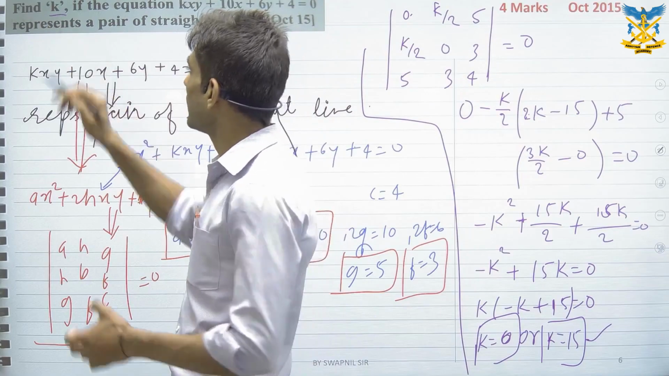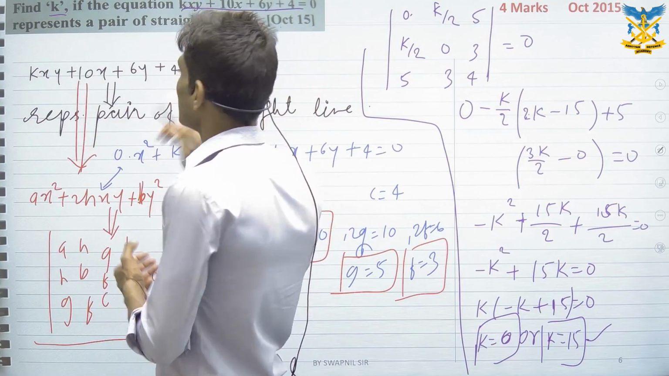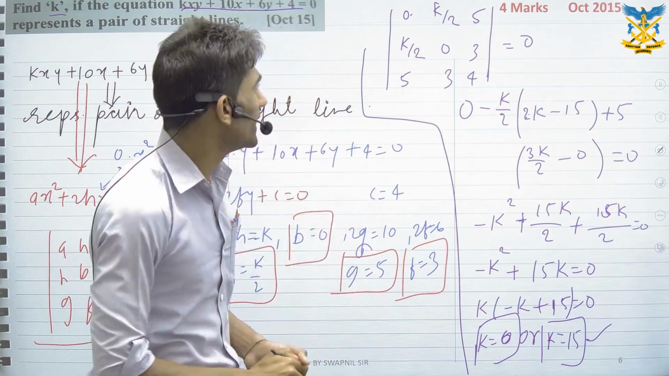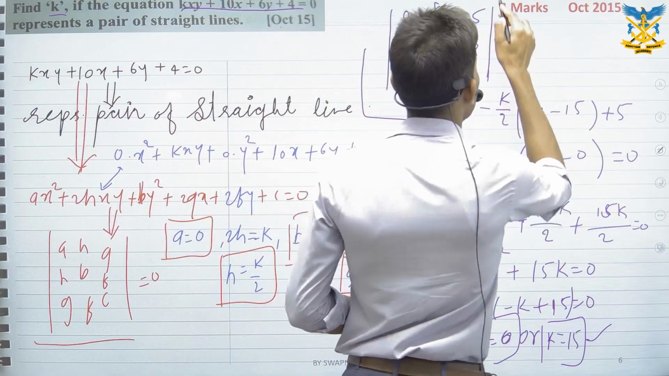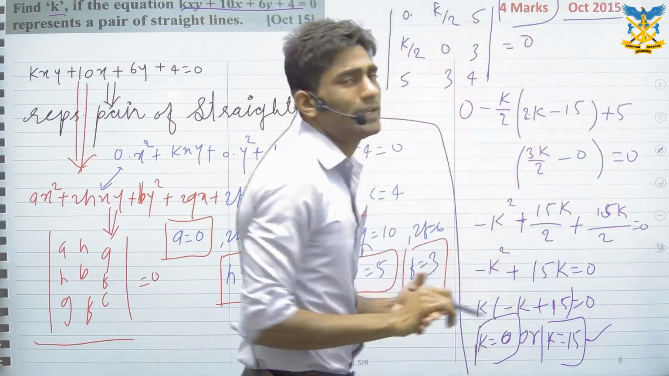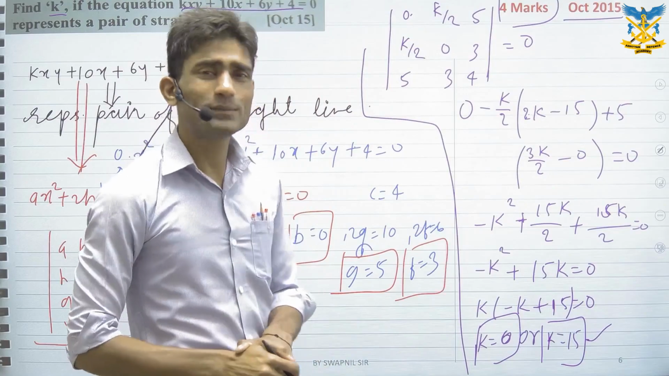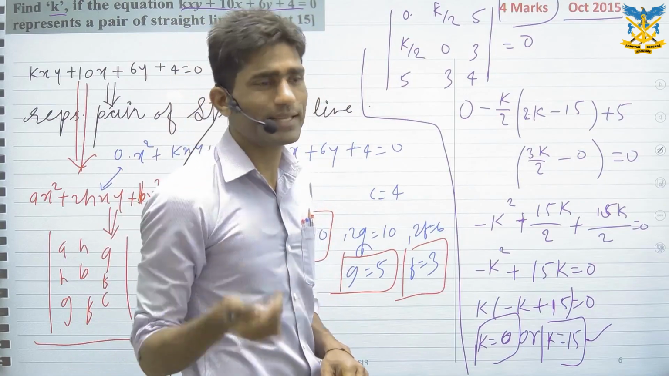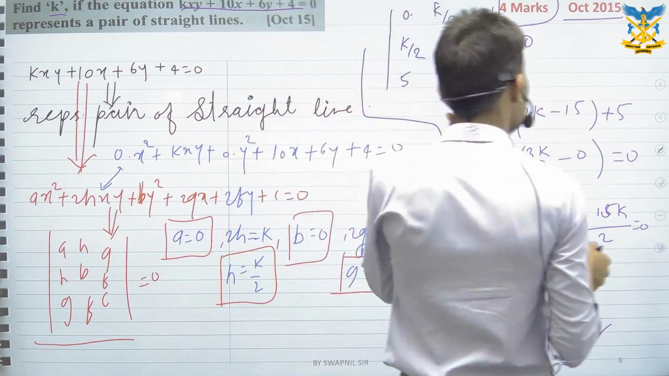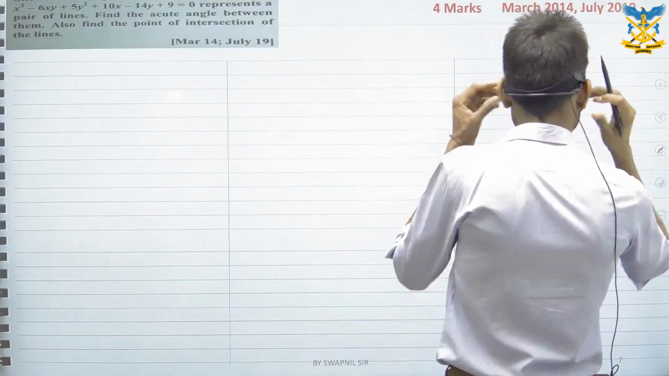We had to find the value of k for this general equation of a line. Now see, this question asked for 4 marks in the October 2015 board exam. I'm expecting you have all understood. Now let's move on to the next question.